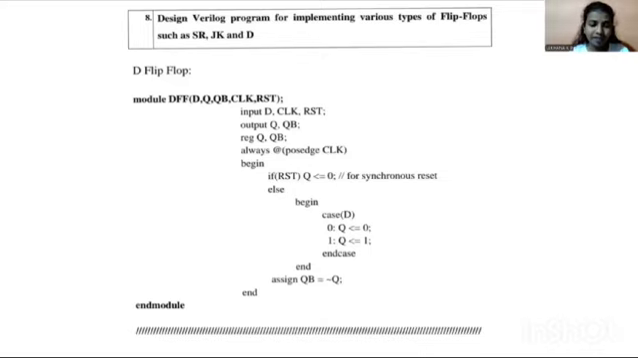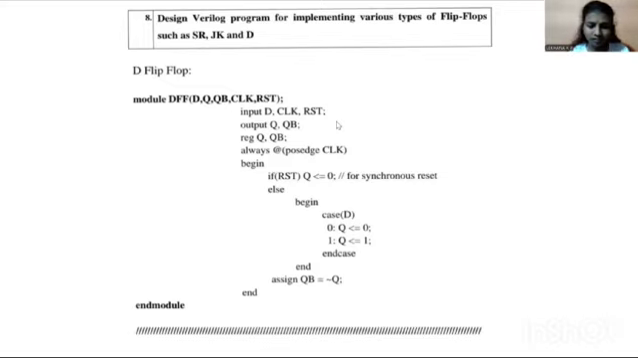The key feature of a D flip flop is that the output Q simply follows the input D at the moment of the clock's rising or falling edge, depending on the design. So what is the behavior of a D flip-flop? When the clock signal rises, the value of the input D is transferred to the output Q. The output Q remains stable until the next clock edge. If a reset signal is present and active, Q will be forced to 0 regardless of D and the clock.